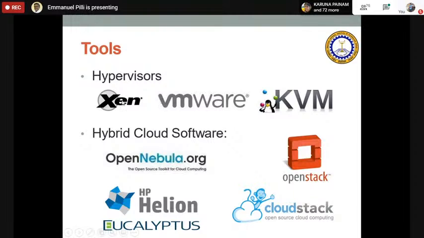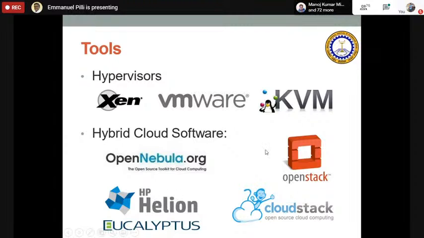The lower level of the cloud software is said to be built on these. So you can set up on KVM or VMware. VMware is proprietary. KVM and Xen or Xen server are open source, and you can set them up. And then you have the cloud software which sits on top of them, that is OpenNebula or OpenStack or CloudStack, or earlier it was Eucalyptus. Now HP Helion has taken over. So Helion Eucalyptus is taken over by HP company.